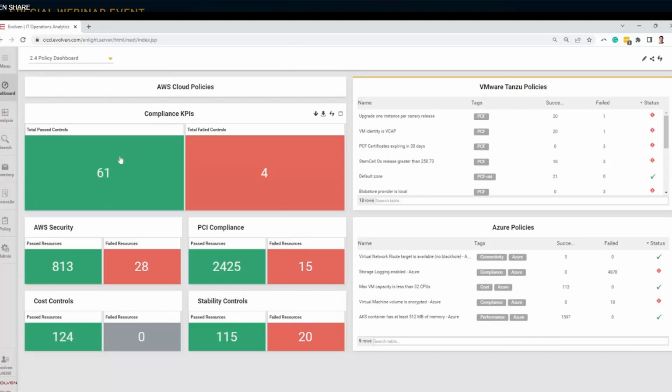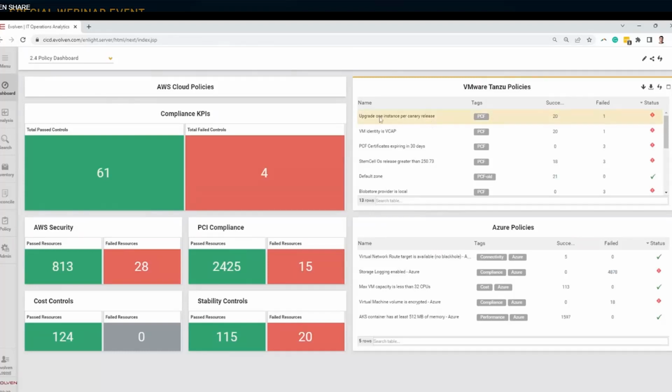So we can see that there are various specific compliance KPIs, like for example CIS benchmark, some specific security policies, cost control policies, stability policies, and so on. And we can see examples of the policies, like for example for Azure, addressing performance, compliance, cost, and so on, or for example for VMware Tanzu as a containerization platform. And you can see easily the policy, the detailed.